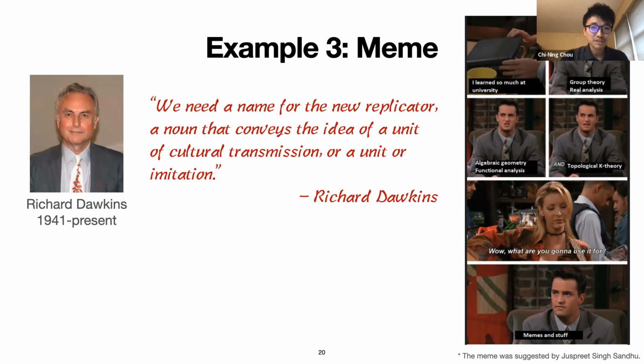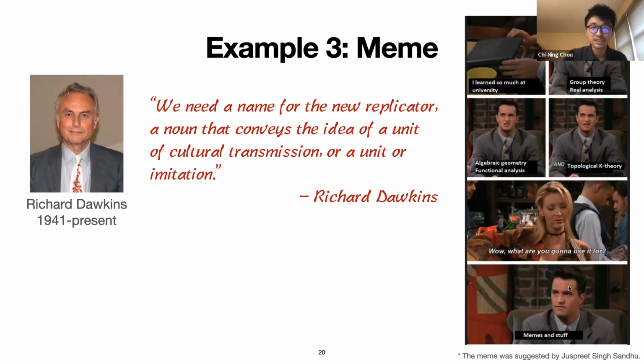This actually originated from the observation of Richard Dawkins, who is a very famous evolutionary biologist who also wrote some very famous books like The Selfish Gene. He observed that human culture is also transmitted in a way very similar to genes. It's similar to natural selection in the sense that, for example, with memes, if people like it, you might spread it through the internet to more people, and people might keep it.